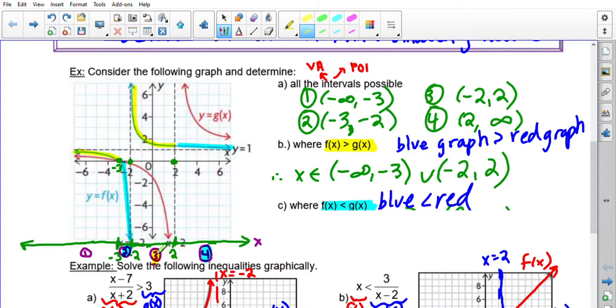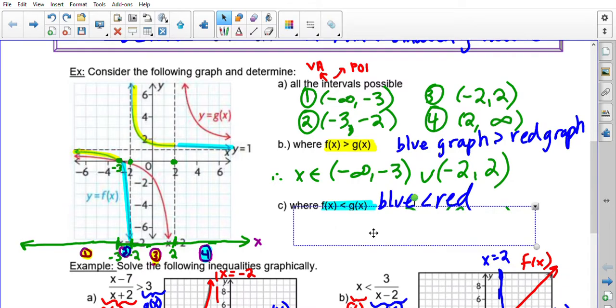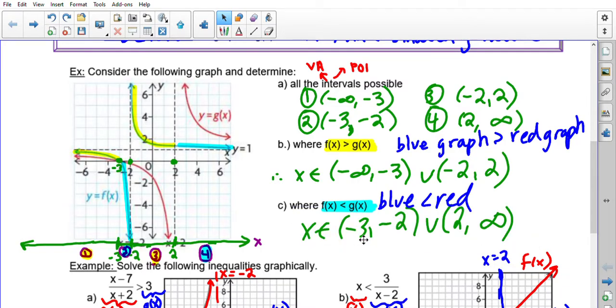Whereas 1 and 3 applied to the other inequality. So that means the solution to f of x is less than g of x are the intervals -3 to -2, so this section here, in union with 2 to infinity, so right here.